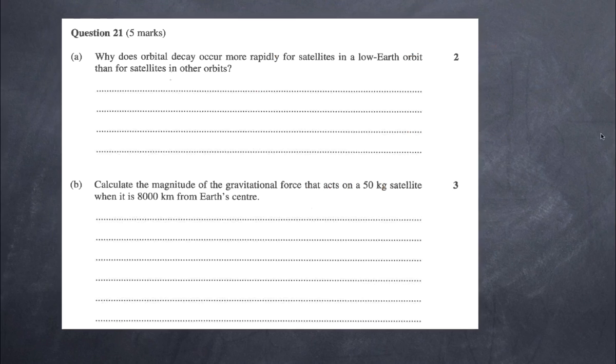Question 21. You should know the questions from here on in get into increasing difficulty. So these questions that we start off with, 21, are not meant to be particularly hard. So let's make a start by looking at the questions. Question number 21A. Why does orbital decay occur more rapidly for satellites in low Earth orbit than satellites in other orbits? Well, it's low Earth orbit, so you're going to see more air resistance.